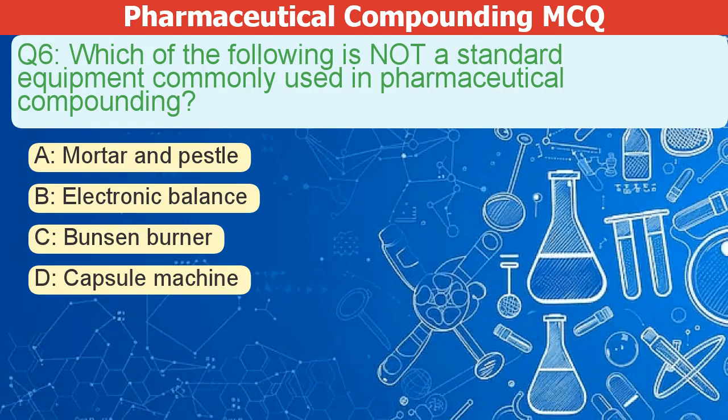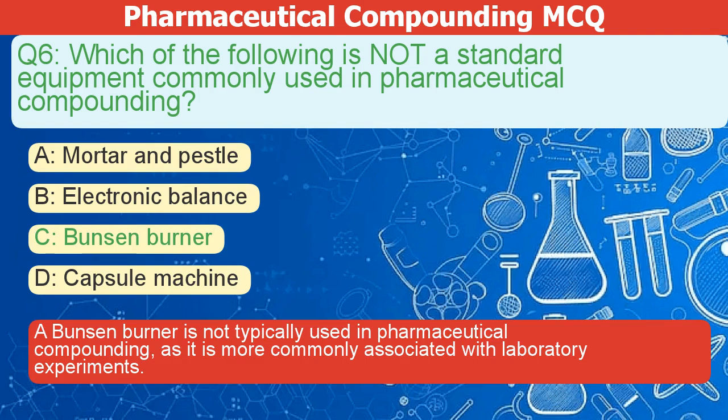Which of the following is not standard equipment commonly used in pharmaceutical compounding? A. Mortar and pestle. B. Electronic balance. C. Bunsen burner. D. Capsule machine. The correct answer is C. A Bunsen burner is not typically used in pharmaceutical compounding, as it's more commonly associated with laboratory experiments.